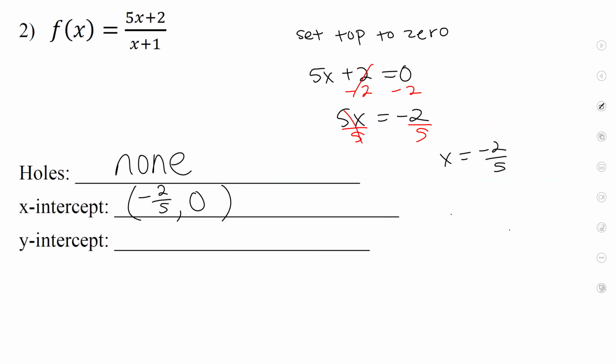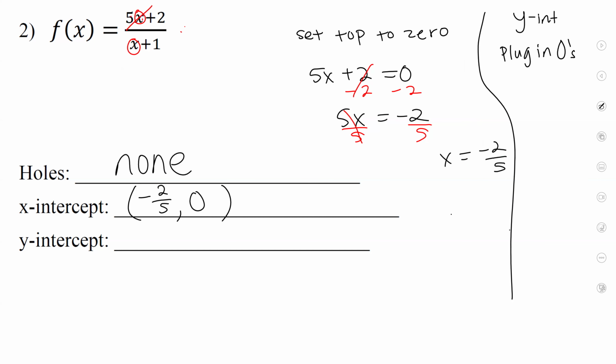Y-intercept, what did you write for your notes for y? Yes, plug in zeros. So everywhere where there's an x, I'm going to put a 0. Put a 0 here and a 0 here. What's 5 times 0? Okay, so I'm just left with the 2 on top. 0 plus 1 is 1. So your answer is just 2. Put it as a point. (0, 2).